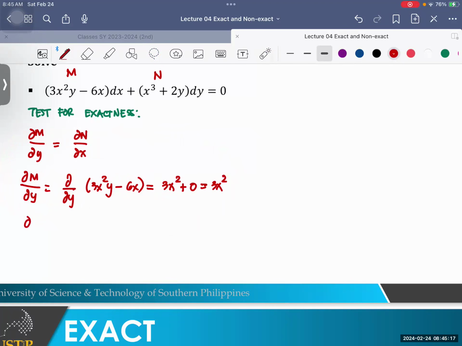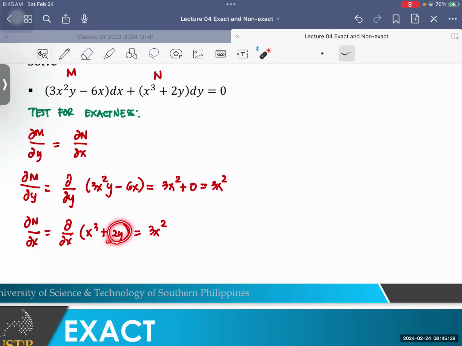Okay, let's go to the partial derivative of N with respect to x. So our N class is x cubed plus 2y. Okay, we are partially differentiating with respect to x. So dapat ang atong y is a constant. Okay? X cubed, mahimo na siyang 3x squared. Now what happens to 2y? Since that is a constant, no? As a whole term constant ang atong treatment sa iya. So if you differentiate the constant, that is 0. So 3x squared gihapon. So they are equal, therefore we can conclude nga this is an exact ODE.